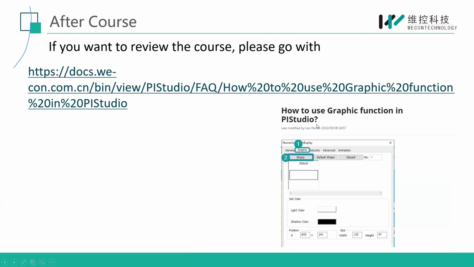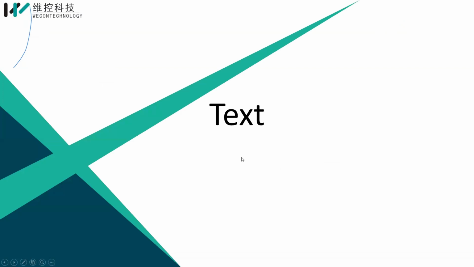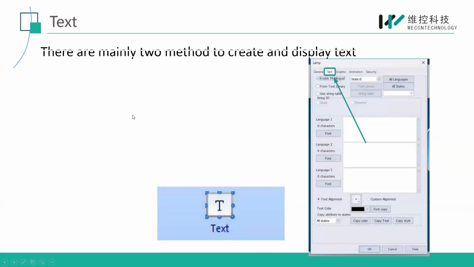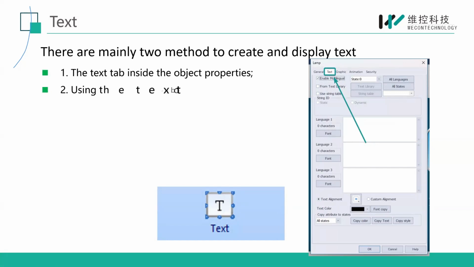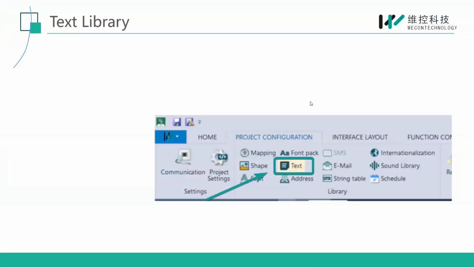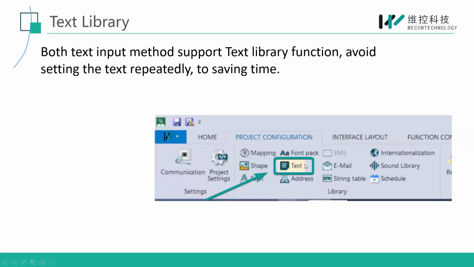How to use the graphic function in PI Studio? You can click on this link and go there to check it. The next one is text. There are mainly two methods to create and display text. First, you just write your state here, and you can see it in our text window. For that you have to use this text object. The first one is the text tab inside the object properties, and the second is using the text object directly. So you can create your text here.